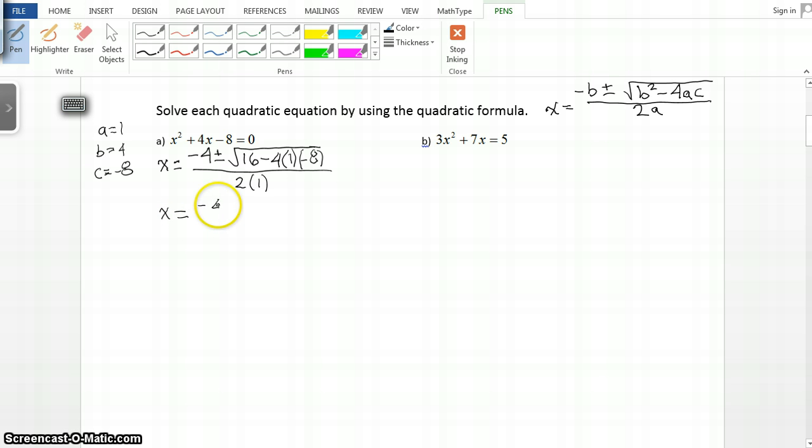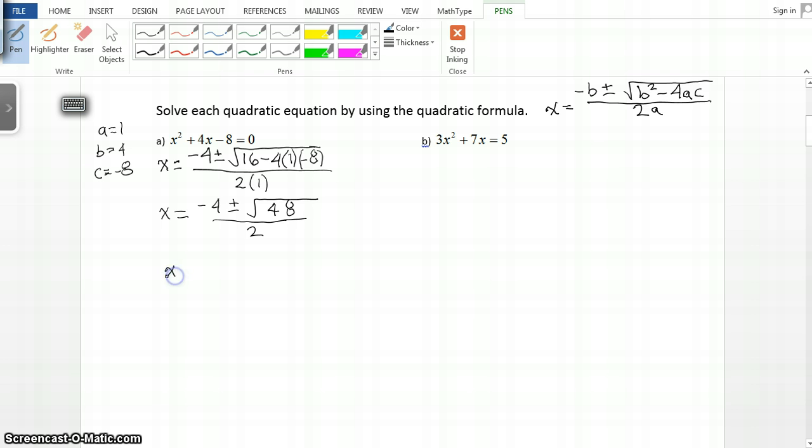Alright, let's clean this up a little. Negative 4 plus minus, underneath this square root, if we do all this multiplication first, I'll be subtracting a negative 32. So I'll be adding 32. 32 and 16 is, how much is that? 48? Alright, and divide by 2 times 1, which is 2.